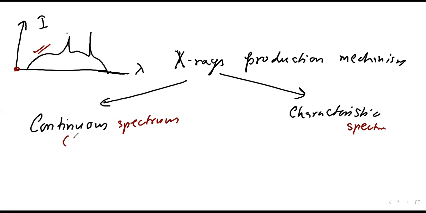So continuous means this continuous curve that we are looking into. Characteristic means it is the spike, the sudden increase in the intensity of the X-rays, right? Why this is produced, let us see. What is actually happening is, let us talk about the continuous spectrum.